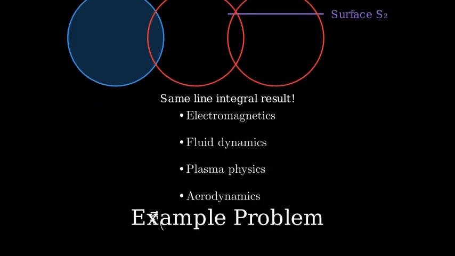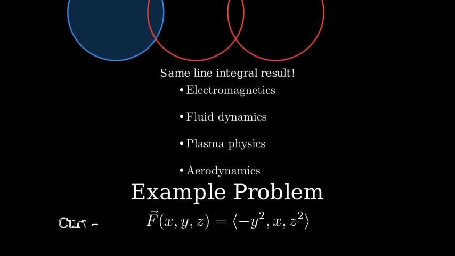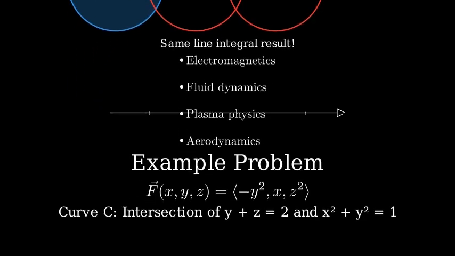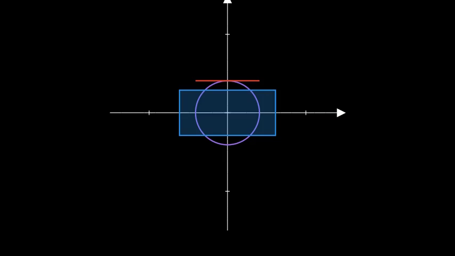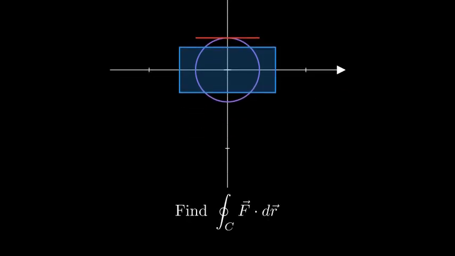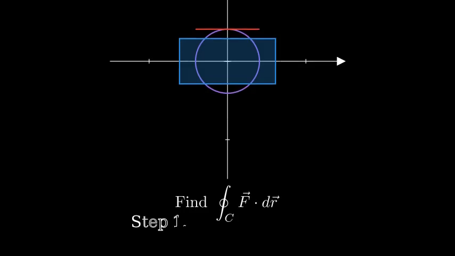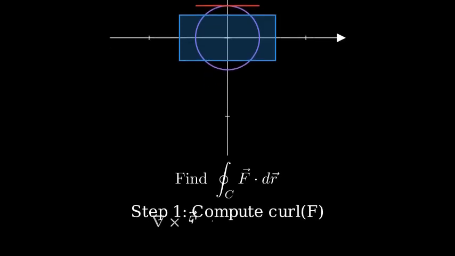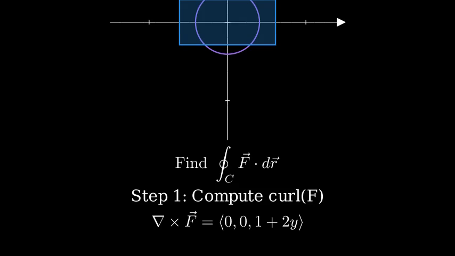Let's solve a specific example using Stokes' theorem. Let's say we have a vector field F equals the vector negative y squared, x, z squared, and let C be the curve of intersection of the plane y plus z equals 2 and the cylinder x squared plus y squared equals 1, oriented counterclockwise as viewed from above. We want to find the line integral of F around curve C. Step 1, we compute the curl of F. The curl of F equals the vector 0, 0, 1 plus 2y.